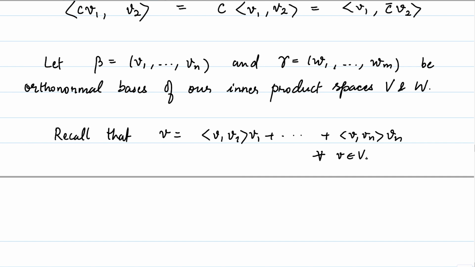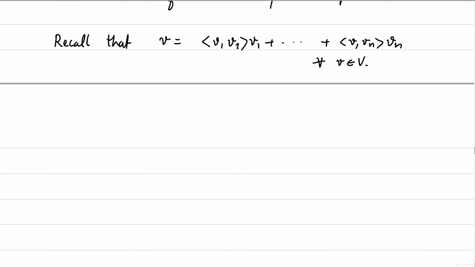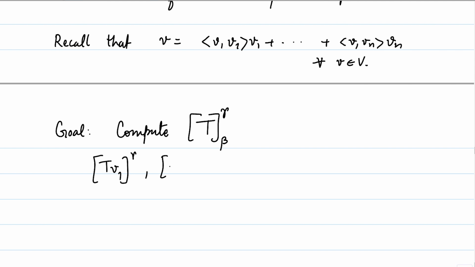We know the explicit linear combination of v1, v2 up to vn which will give us the vector v. So what we will do is compute the matrix of T with respect to beta and gamma. So the goal is to compute [T] beta gamma, and for that we will be considering what is Tv1 with respect to gamma, Tv2 with respect to gamma, and so on, Tvn with respect to gamma. These will be the columns of the matrix [T] beta gamma.